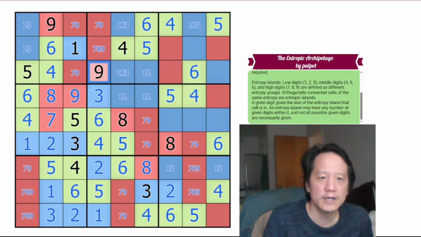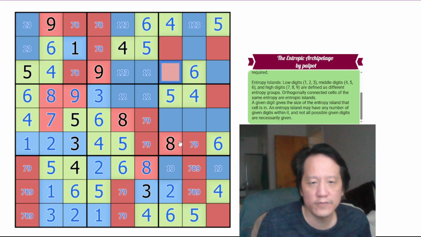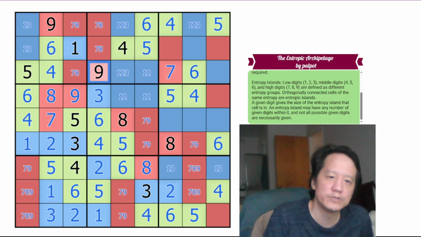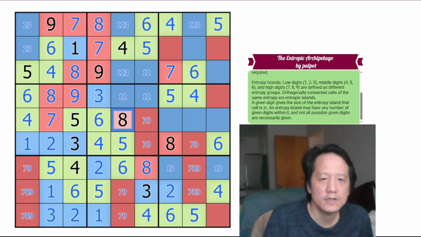This 9 eliminates 9 here. So this is 7. It cannot be 8. It cannot be 9. Therefore, this must be 7, which makes this 8, which makes that 7, 8, 7. This 7 eliminates 7 here, so it's 9, 7, 9. That makes this 7. This 7 and 8 eliminates 7 and 8 here, so this is 9.